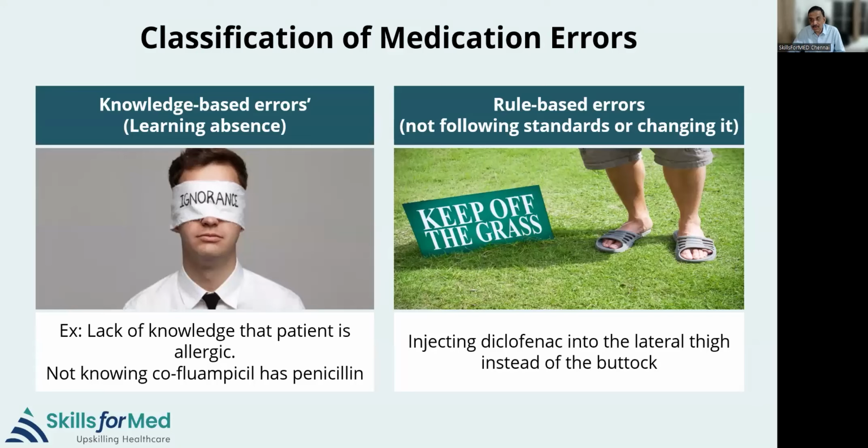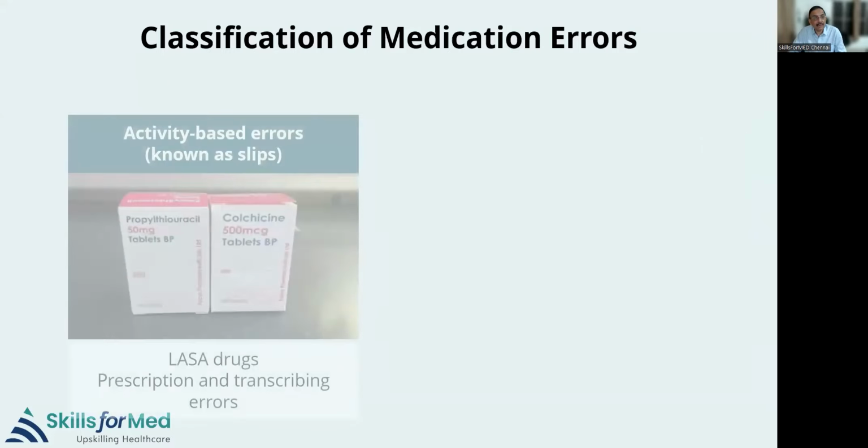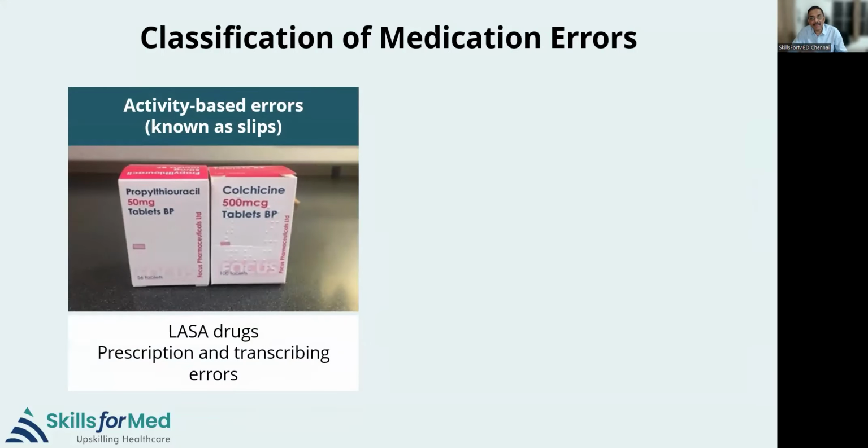So these are known as rules. If you don't follow the rules or if you bend the rules, they're known as rule-based errors. Now, the next is activity-based errors. When you are actually in the process, there are so many things which can cause errors. One example is the look-alike and sound-alike drugs.